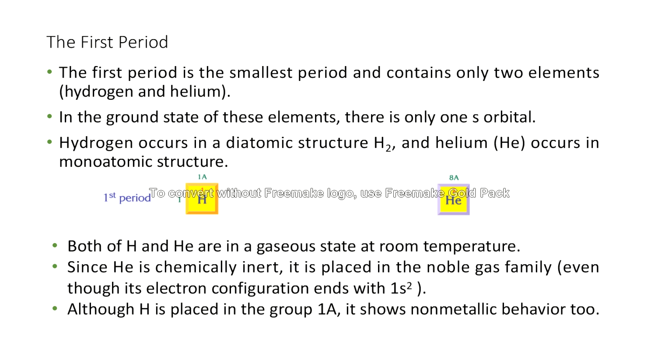You will see that the electron configuration for noble gases doesn't end with an s orbital. But helium is part of this group. Why is it part of this group? Because of its chemically inert characteristics. Hydrogen is placed in group 1, although it shows non-metallic behavior. We know, or we will see very soon, that group 1 is for metals. But hydrogen is placed in group 1, although it has non-metallic properties.